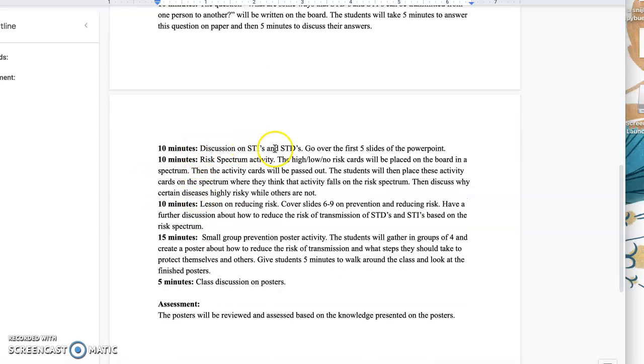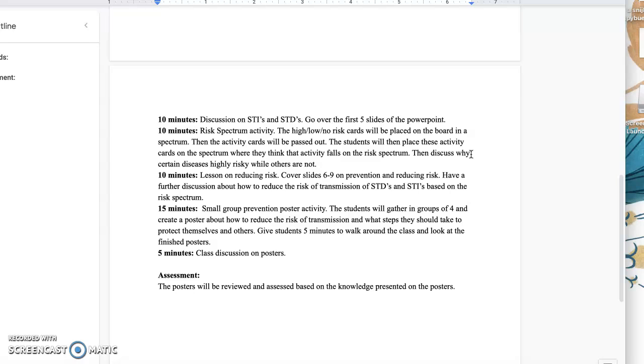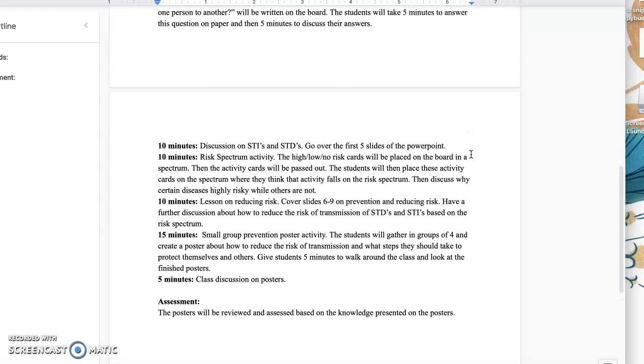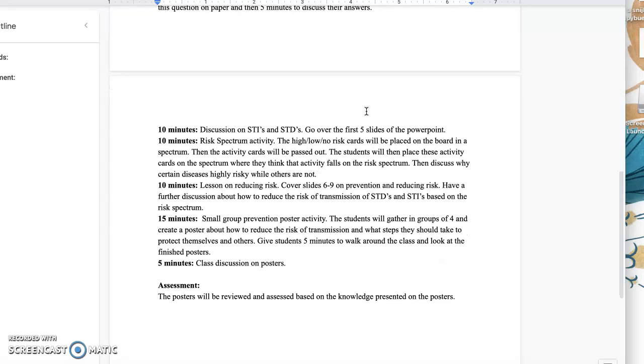And then after that 10 minutes is up, we'll move on to the next 10 minutes, which will be a discussion on STIs and STDs. We'll go over the first 5 slides of PowerPoints, which will cover just a brief overview of STDs and STIs, which ones are spread through skin and skin contact, how they're spread, etc.